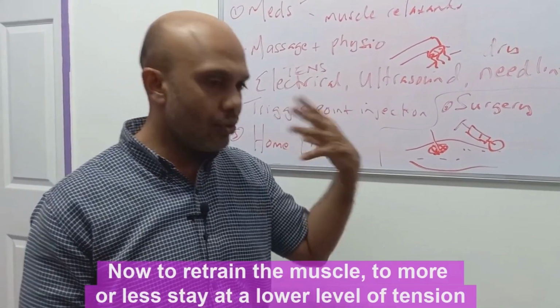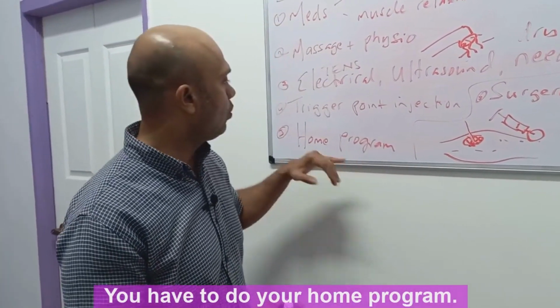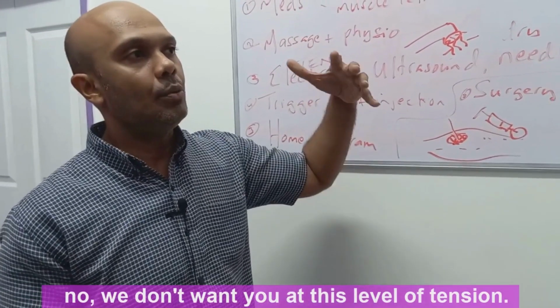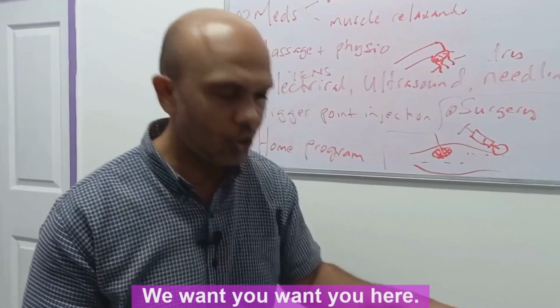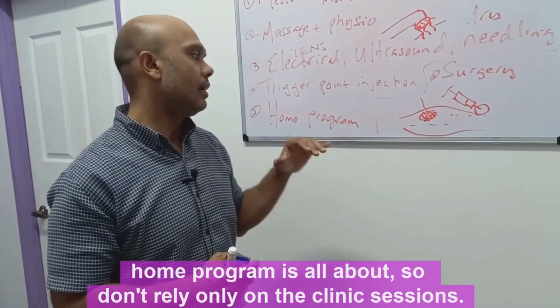Now, to retrain the muscle to more or less stay at a lower level of tension, you have to do your home program. You have to tell the muscle, no, we don't want you at this level of tension. We want you here, okay? And that is what the home program, a consistent home program, is all about.